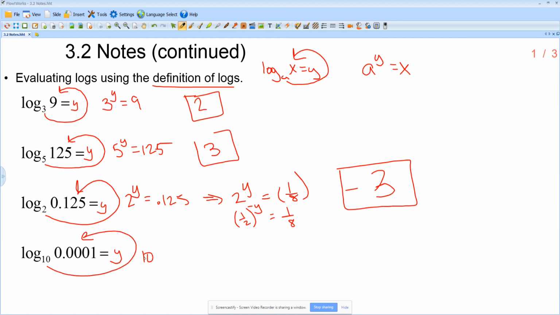Using that same idea, I get 10 to the y equals 0.0001. That's the same as 10 to the y equals 1 over 10,000. The fact that this created a fraction means my answer is negative. 10 squared would be 100. 10 cubed would be 1,000. 10 to the fourth would be 10,000. So this is the negative fourth since it made it in the denominator. So that's just evaluating using the definition of logs.